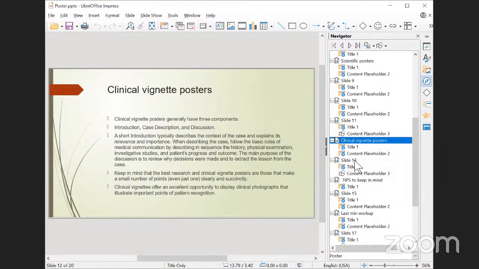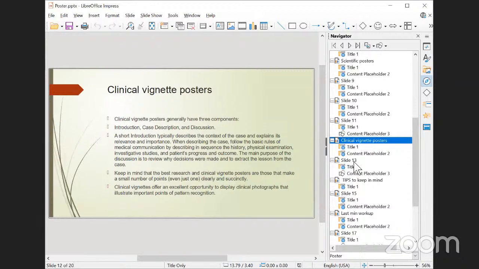When describing the case, follow the basic rules of medical communication by describing in sequence the history, physical examination, investigative studies, and patient's progress and outcome. The main purpose of the discussion is to review why decisions were made and to extract the lesson from the case.